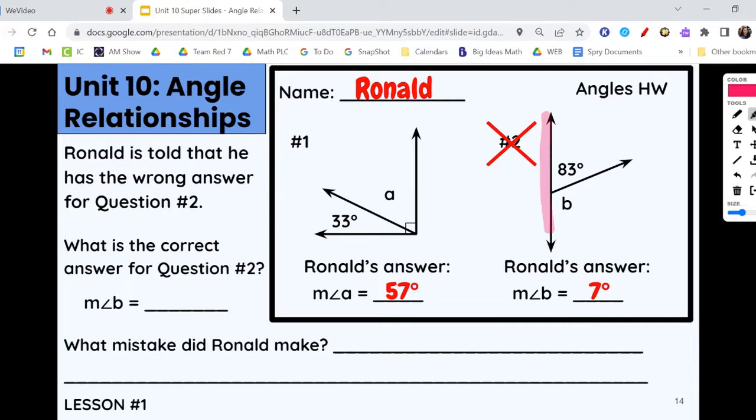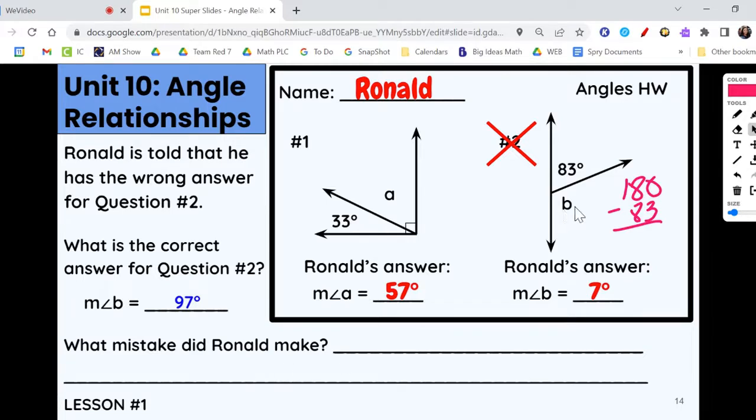Here's the thing. This is a straight line. And if this angle is 7 degrees, then these 2 angles would only add up to 90 degrees. But a straight line has to add up to 180 degrees. So what is the correct answer for question number 2? You're going to have to do 180 minus 83 and see what value really should be given to angle B. And the answer is 97 degrees.